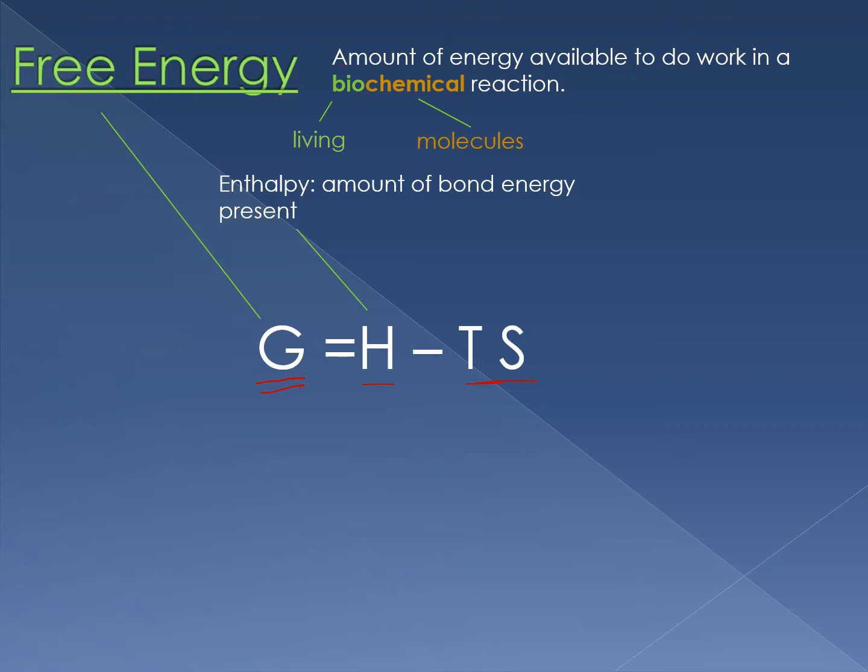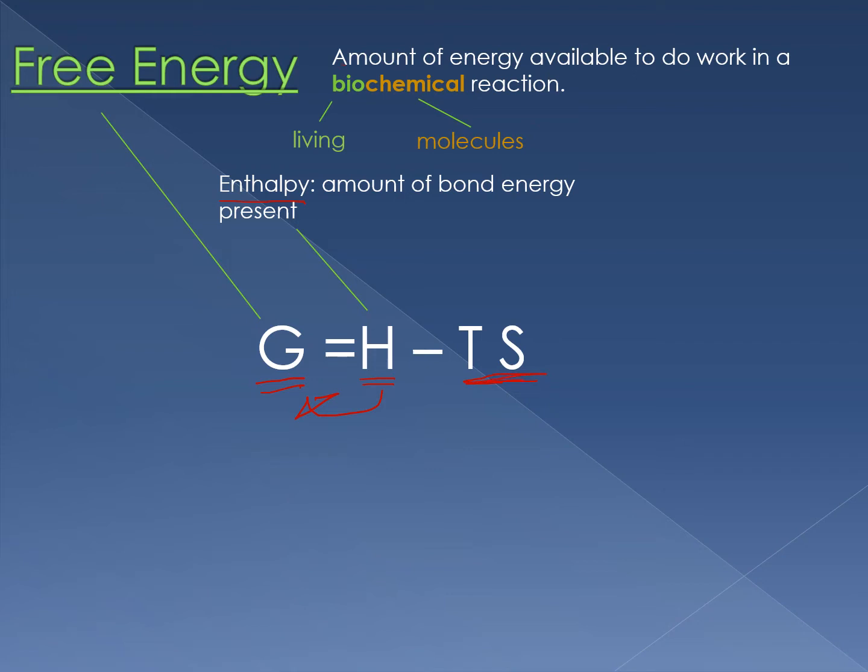I encourage you to actually write this equation down and label each of the variables as we go. Free energy is equal to enthalpy, which is a complicated word, but it's really simple. It's the amount of bond energy present, like in glucose. So great, however much bond energy we have, that is the amount of free energy. That would be true in a perfect world, but the world is not perfect, and you cannot harvest all of the bond energy to get work done. You have to subtract something.